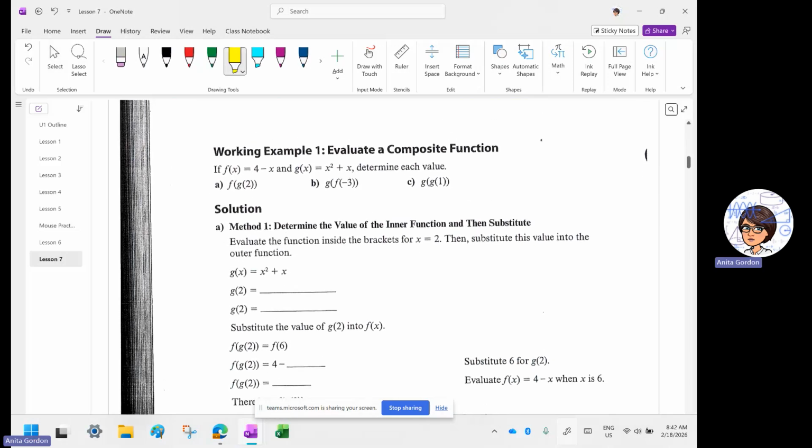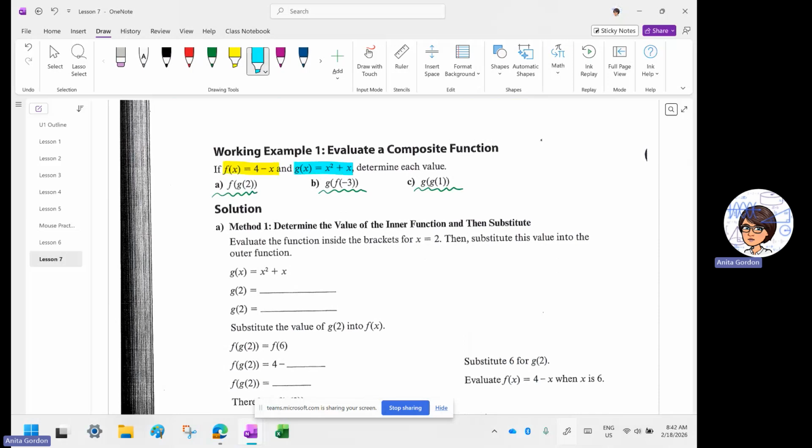So in example 1, we are given a function f that's linear, a function g that's quadratic, and we are asked to find three things. What is f of g of 2? What is g of f of -3? What is g of 1? So it's possible to put one function inside itself. So to determine these values, we look at the inside function.